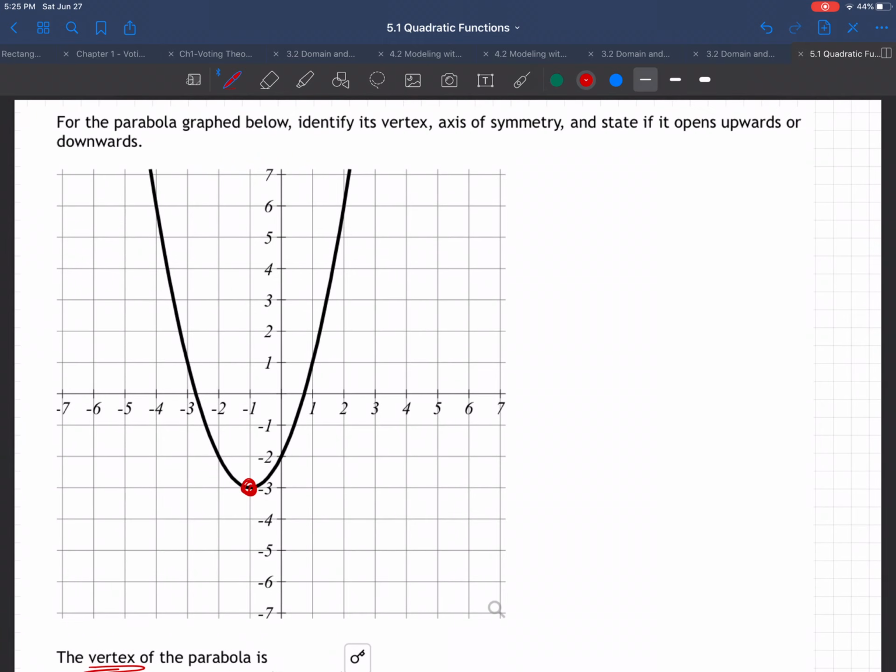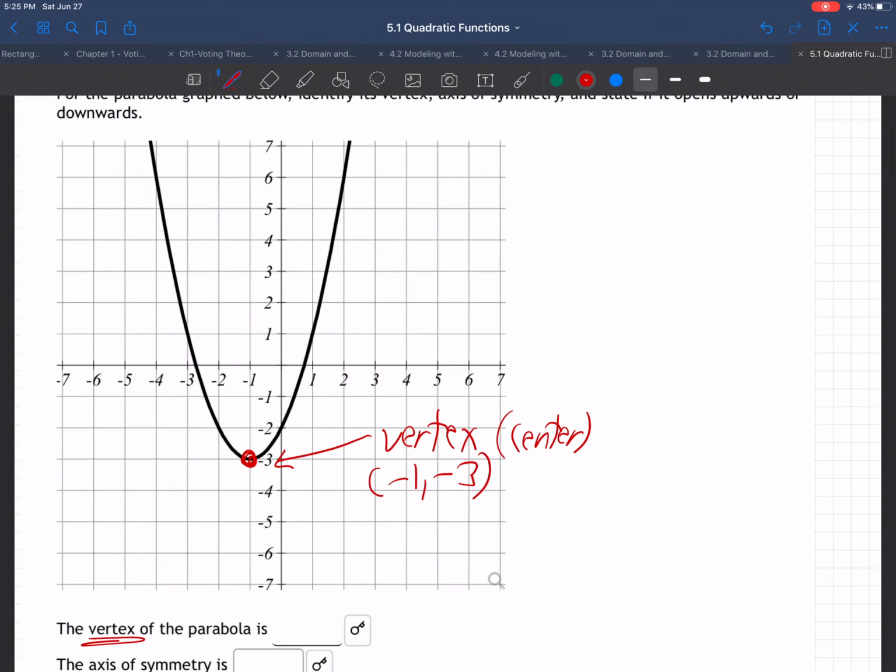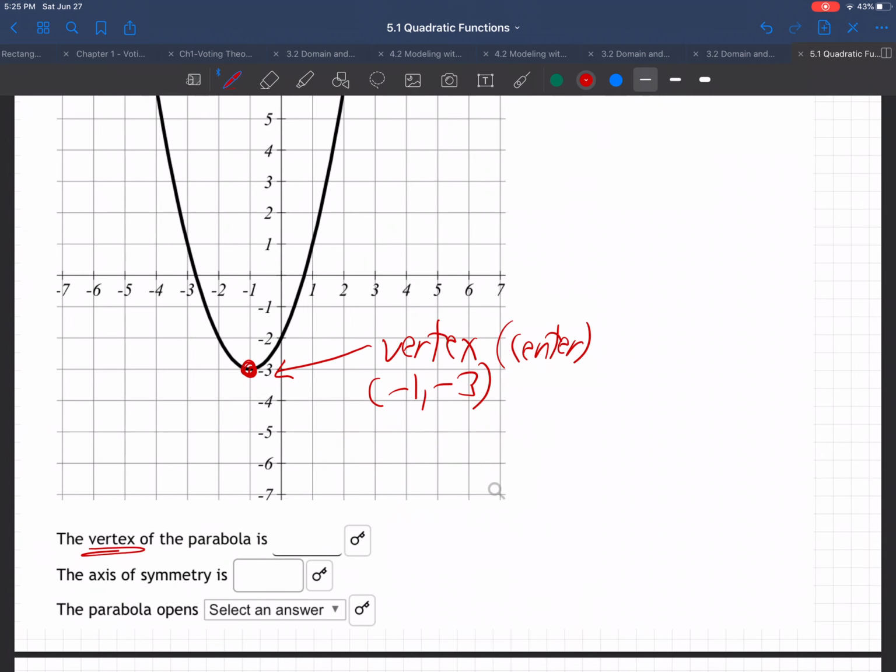This right here is the vertex. So the vertex, it's the center of the problem. What's the coordinates of that point? That is back 1, down 3, isn't it? So that would be the vertex right here, back 1, down 3. It's a point. It's that point in the center of the U shape of the parabola.